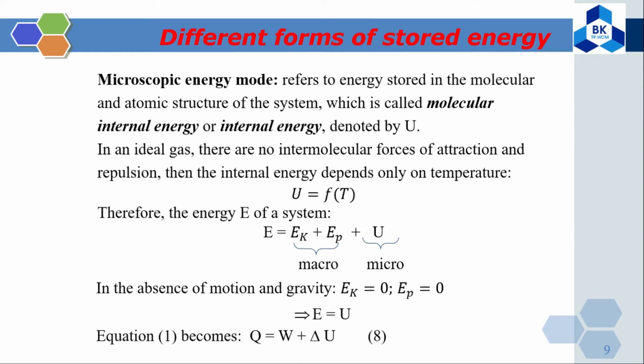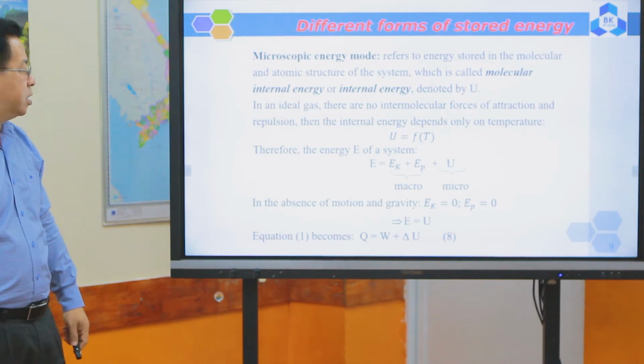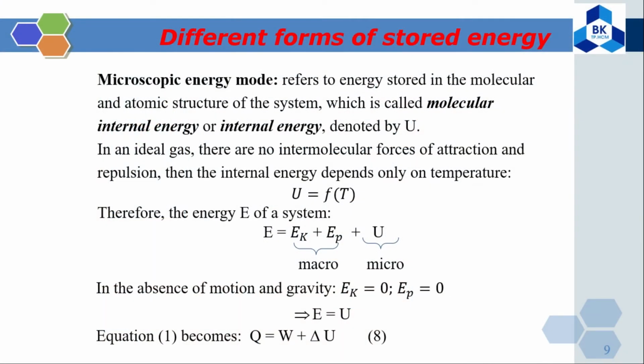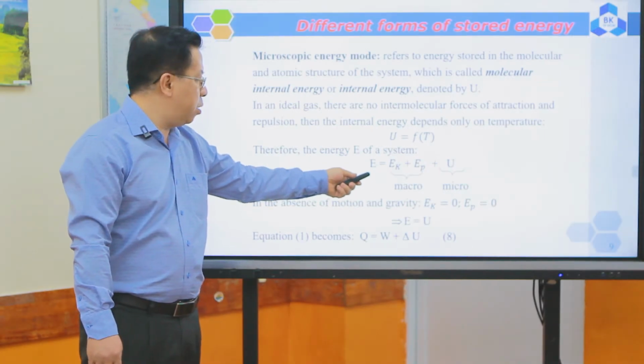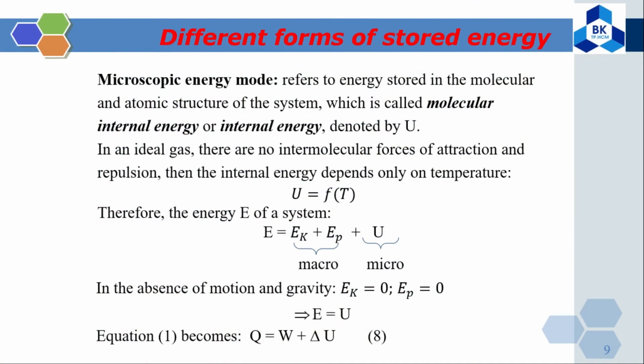In an ideal gas, there are no intermolecular forces of attraction and repulsion, so the internal energy depends only on the temperature. So U only depends on the temperature T. You learned about that. Therefore, the energy E of the system, E will be Ek plus EP. This is the macro mode, and U is the micro mode.